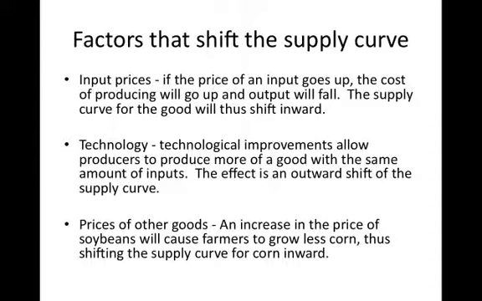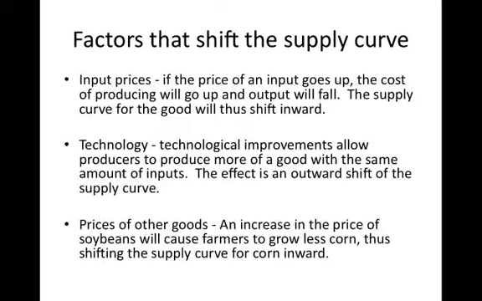Technology is also a factor that can shift the position of the supply curve. And the reason for this is that technological improvement changes the position of the total physical product curve and has an impact on the cost structure of the firm. And in fact, if you have technological improvements, that should shift the marginal cost for a firm down.